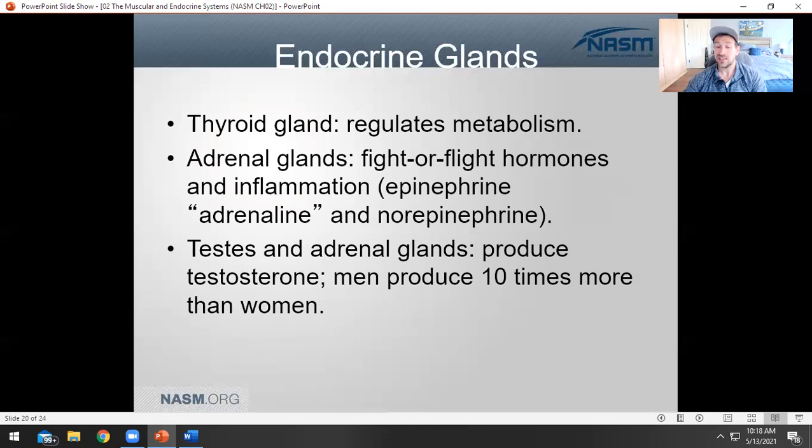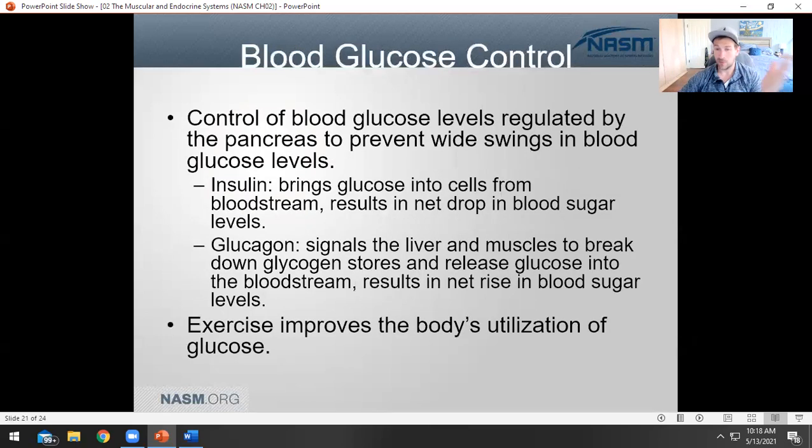You've also got your testes and your adrenal glands, where you are producing things like adrenaline and testosterone. Testosterone is a very big hormone that is responsible for muscular growth. Much more common in men. We are going to see men produce about 10 times more testosterone than women do. This is why men have an easier time experiencing muscular growth and hypertrophy, right? Not that women don't, they absolutely can grow their muscles, but it is a lot more difficult to experience type 2 muscular size style growth.